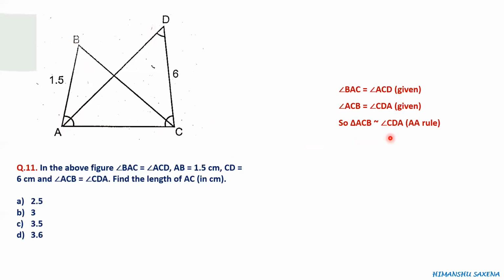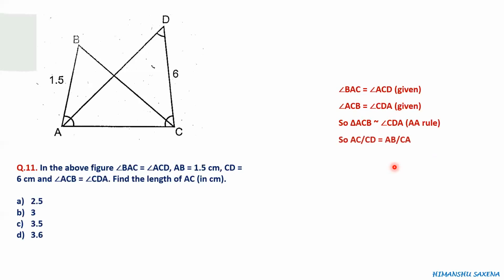So the order in which it is written is very important. ACB is equal to the angle CDA. Similarly, BAC: last letter B and first two AC. Similarly, last letter A and first two CD. So ACD. This is also equal. Here it is BAC, and here it is ACD. That is how the order has been written.